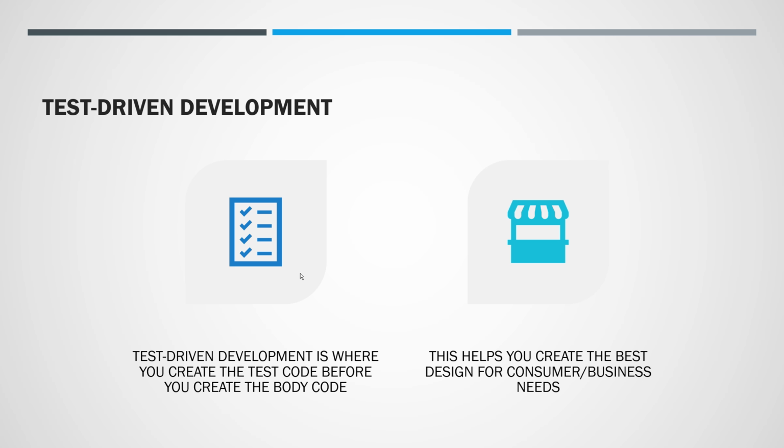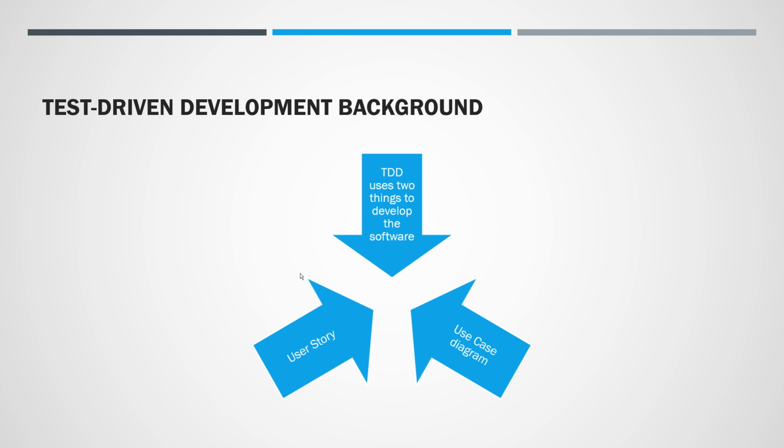Test-driven development. Test-driven development is where you create the test code before you create the body code. This will help you test the code that you implement to make sure that it helps create the best design for consumers and business needs. This will make sure that you don't have any kind of error or add too much stuff that is not needed, so your code runs efficiently.